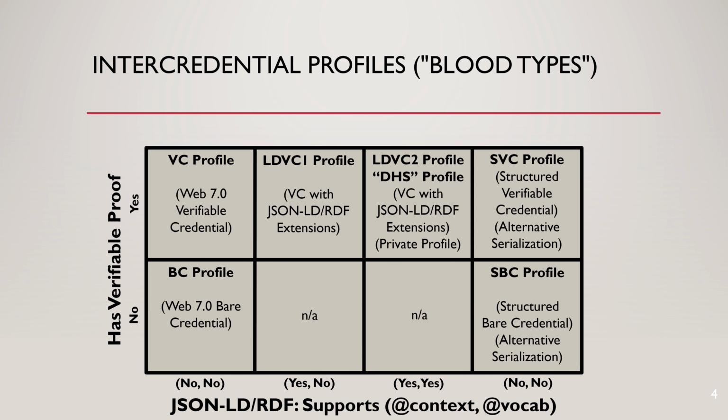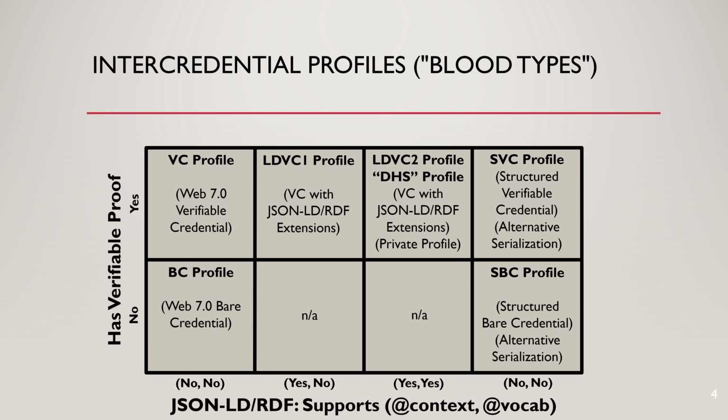This is exactly the same slide as last time. I've just highlighted a couple things in bold. There is the concept of intercredential profiles or blood types. So you see on the top left, there's the VC profile. Below that, there's the BC profile.